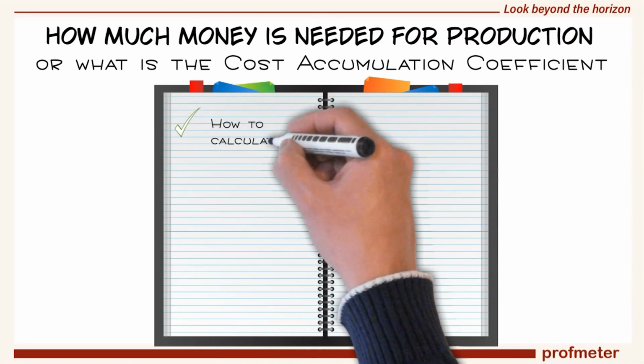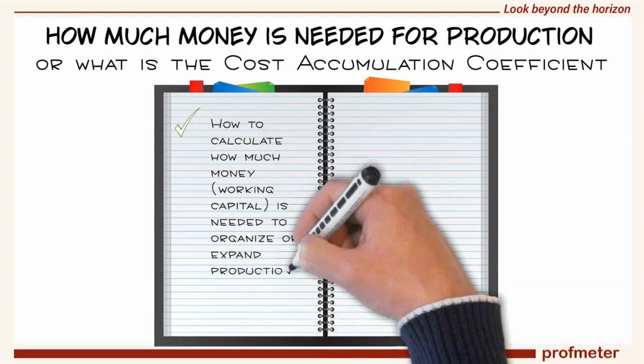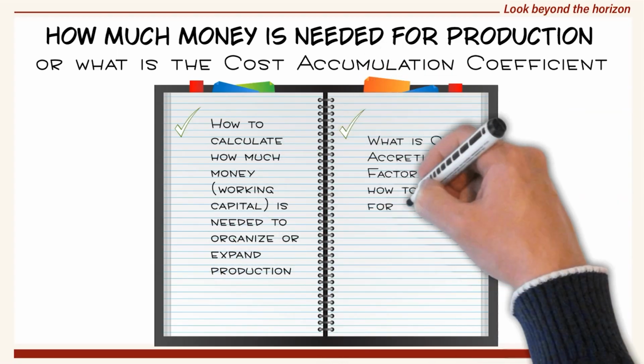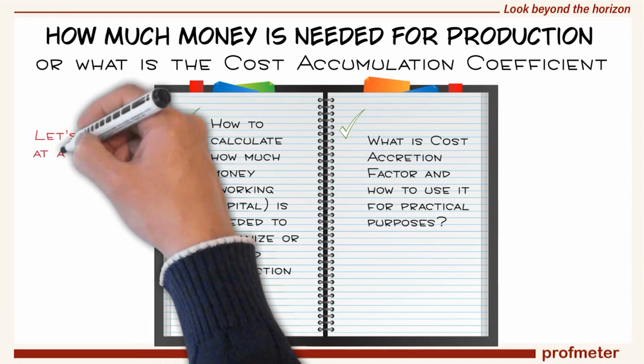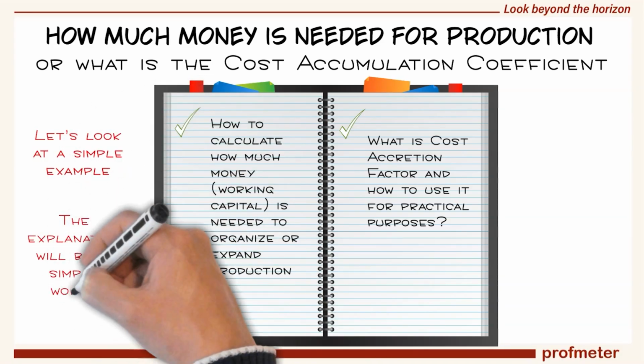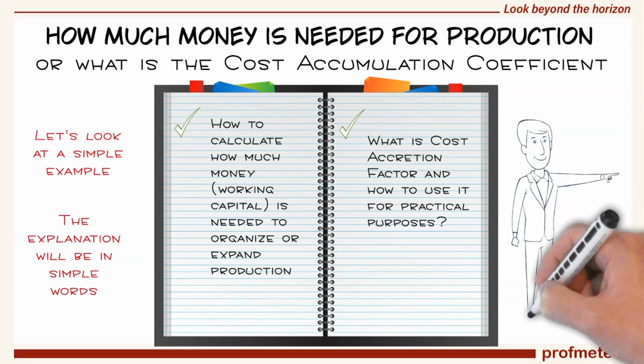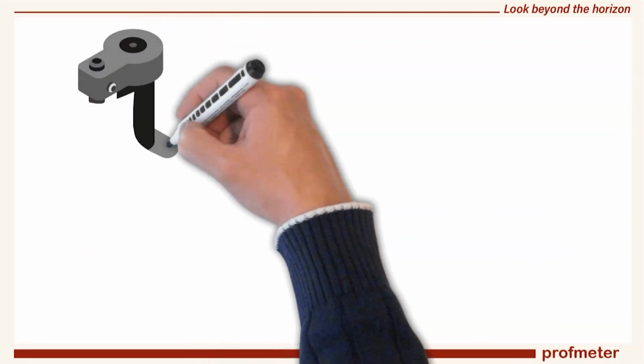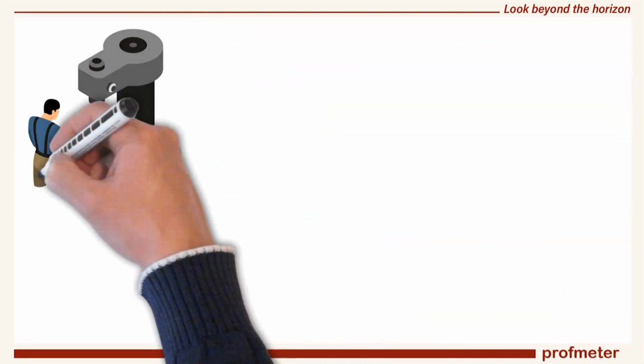Today we'll learn how to calculate the money needed for production, and along the way we'll discover what the cost accumulation coefficient is. As always, we'll break it down using a super simple example, literally on our fingers, or rather, on gates. So here's the idea that popped into my head.